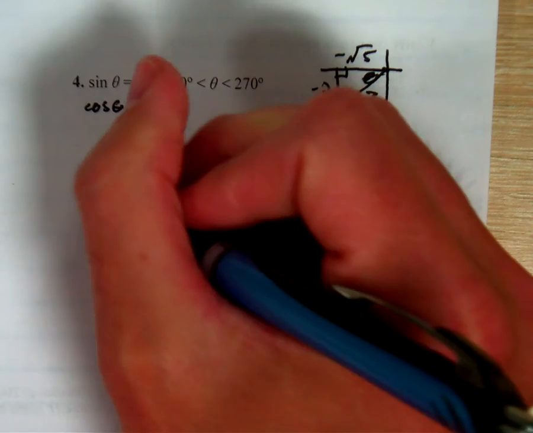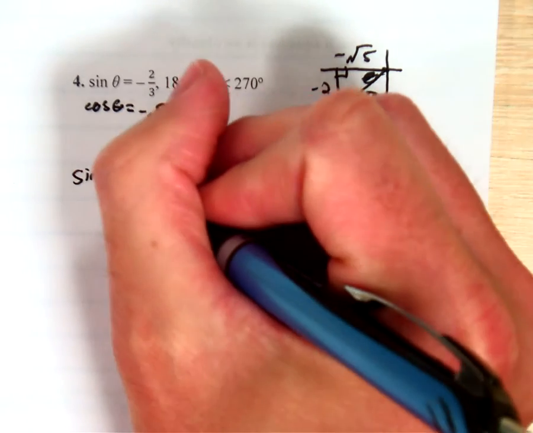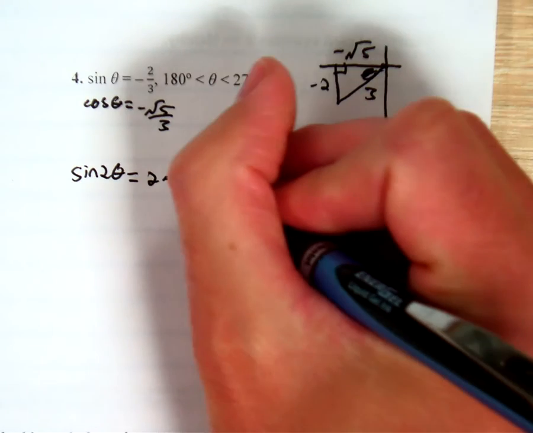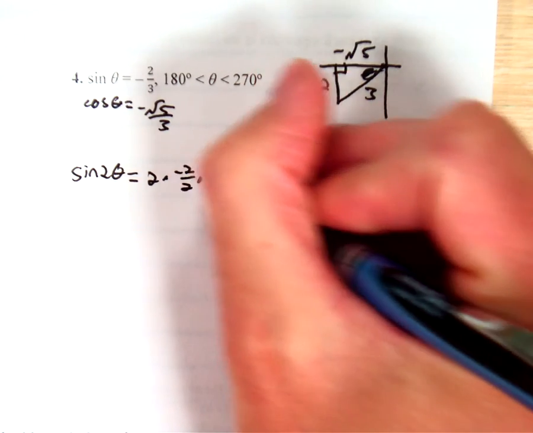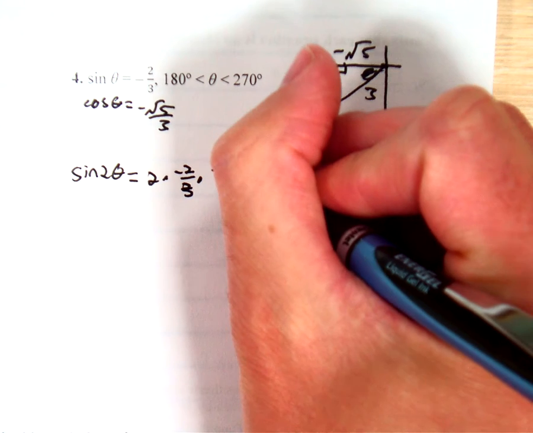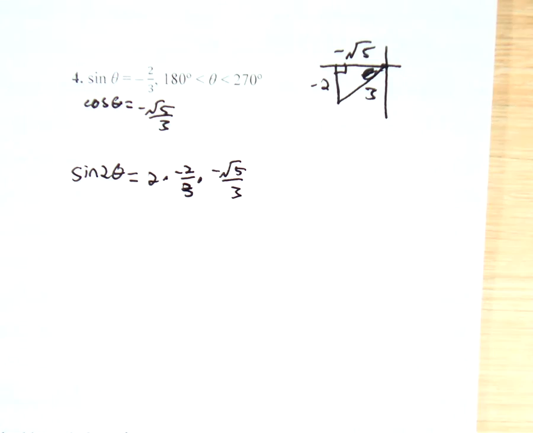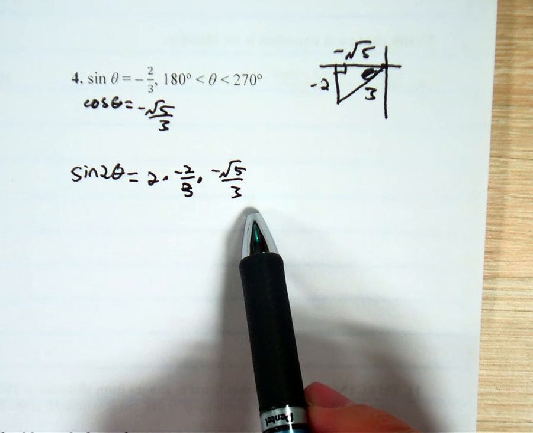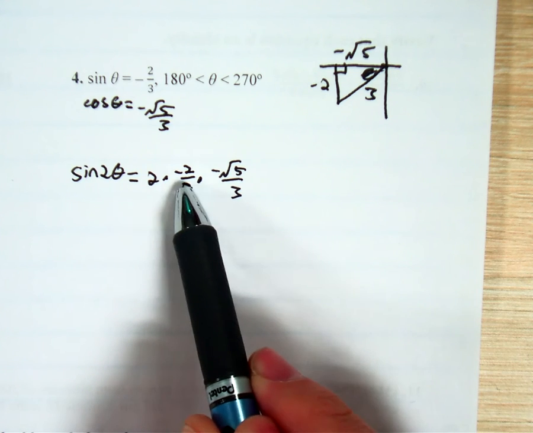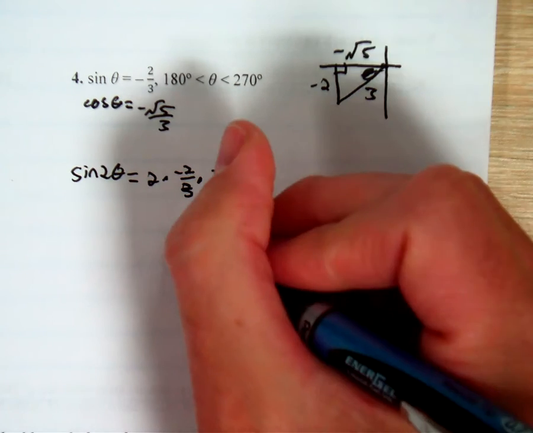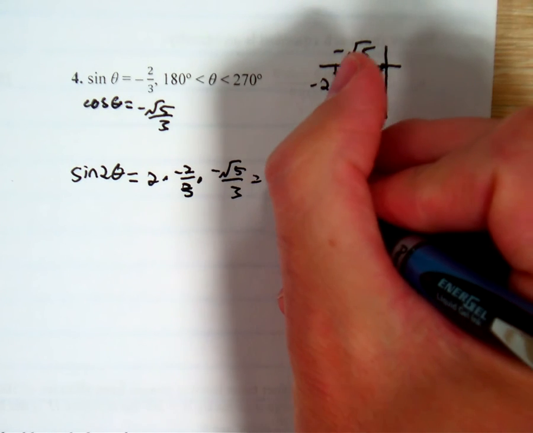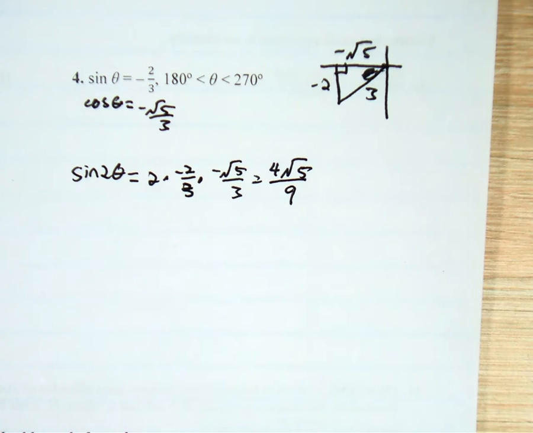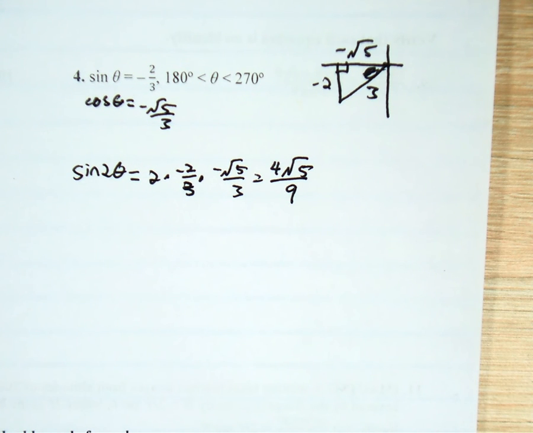Okay, so our double angles, sine 2 theta, is 2 times the sine times the cosine. 2 times the sine value of theta times the cosine value of theta. So we got negative 4 and then a negative there makes this a positive 4 radical 5 over 3 times 3 is 9. Okay?